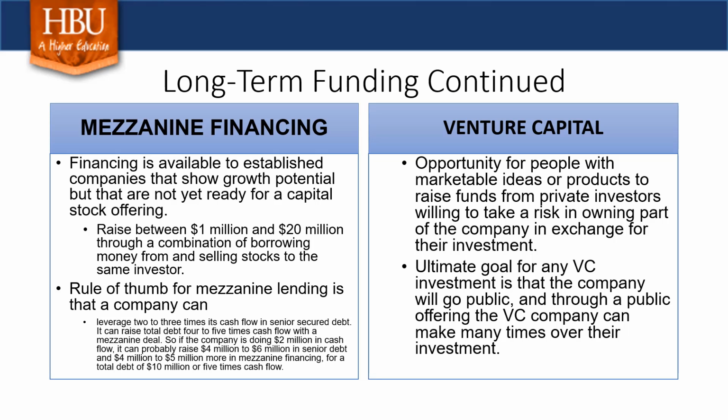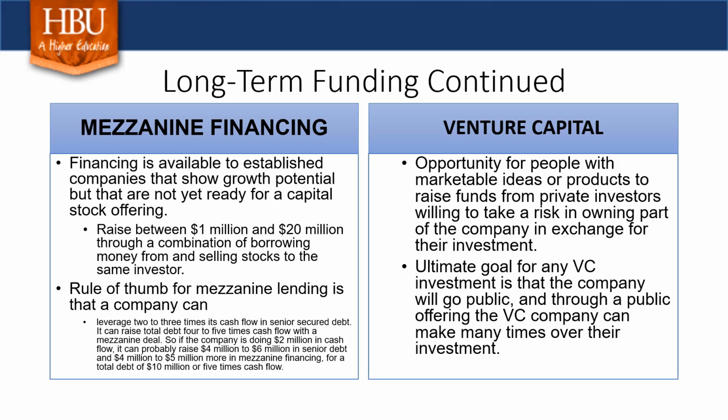Let's talk about a couple other ways to generate long-term funding. First is mezzanine financing. This is especially for those organizations or companies that have a lot of growth potential, but they're not yet ready for a stock offering. This allows those companies to raise somewhere between $1 and $20 million. It's oftentimes a combination of borrowing money from and also selling some stocks to those same investors.